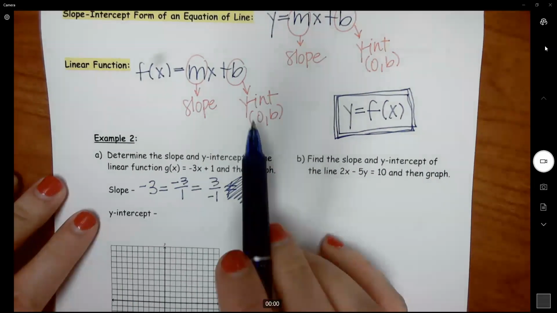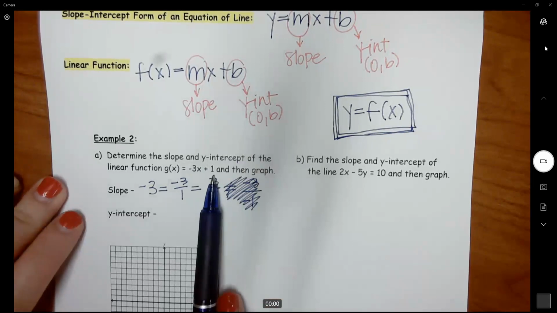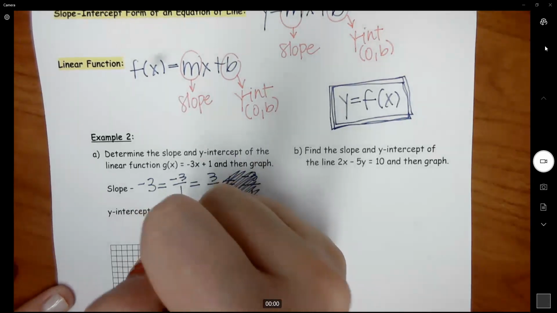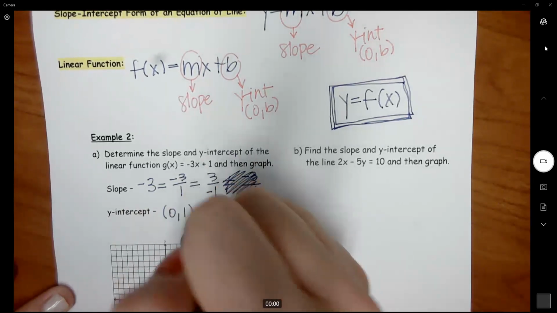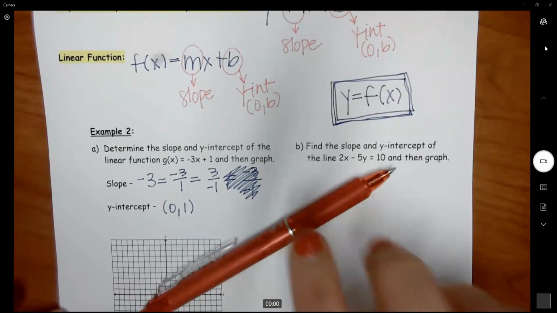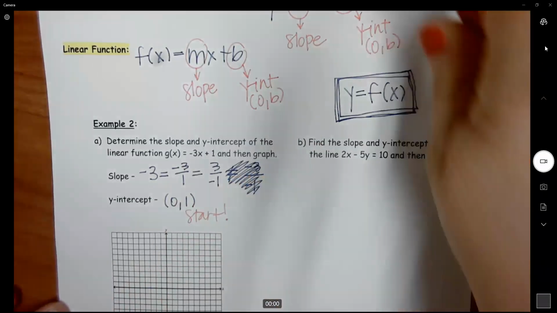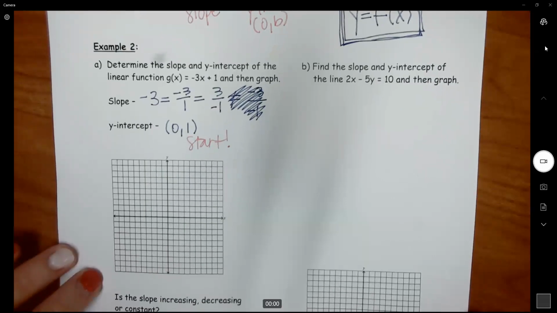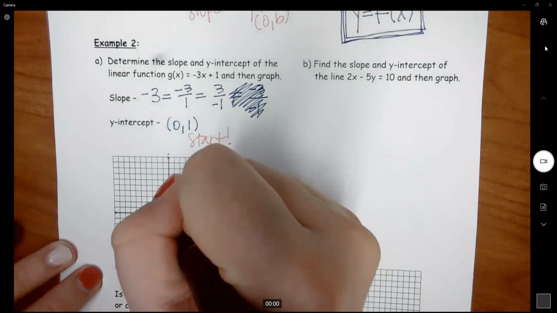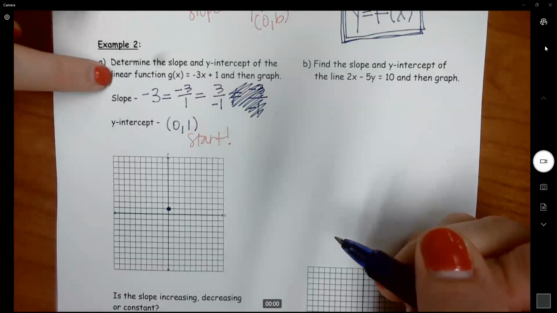And then your y-intercept is whatever doesn't have the x, in this case, this 1. It doesn't say how to write this, but I'm going to put this as an ordered pair. So this is (0, 1). When you graph, you are always going to start right here with the y-intercept. So I'm going to plot my y-intercept of (0, 1), and then use your slope.